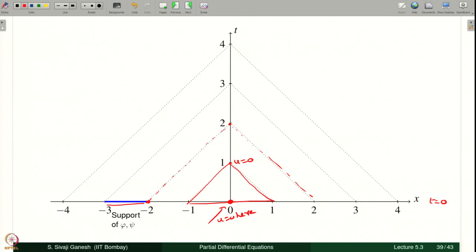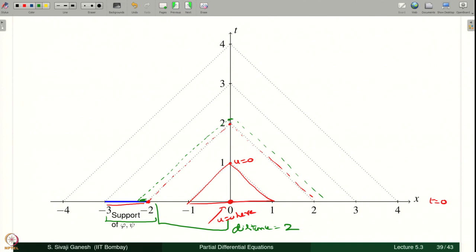The moment you cross time 2, 2 plus something, then definitely you are intersecting this piece. This side you get nothing, because this side anyway phi and psi are 0. So you may pick up some information from here. That means information from this interval minus 3 comma minus 2, where the support of phi psi lies, is reaching the point x naught equal to 0, which is at a distance of 2. It takes time, 2 units.